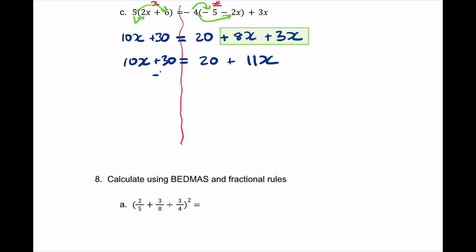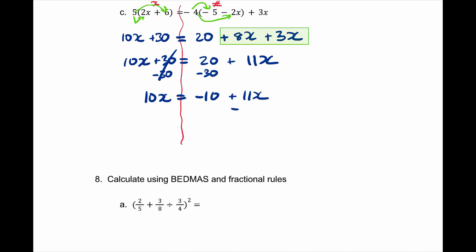Okay, so just like we've been doing in previous ones, let's move the constants over to the right. I've got a positive 30, so I'm going to subtract 30 from both sides. That's gone here, leaving me with only 10x. And what do I have left? Well, I've got negative 30, a positive 20, so I've got negative 10. I still have that positive 11x over there.